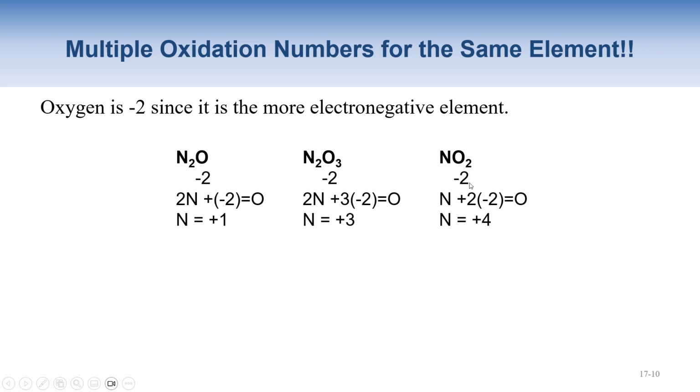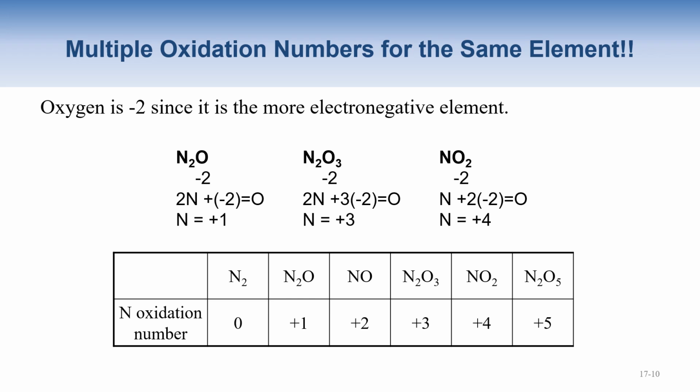And O2, again, we do the algebra and we end with +4 as an oxidation number for nitrogen. So oxidation numbers of elements can change depending on what they are bound to. That's why we have to calculate them. We can't just take the charge from the periodic table, we actually have to calculate it. So the oxidation number of nitrogen in all these different compounds can be different.